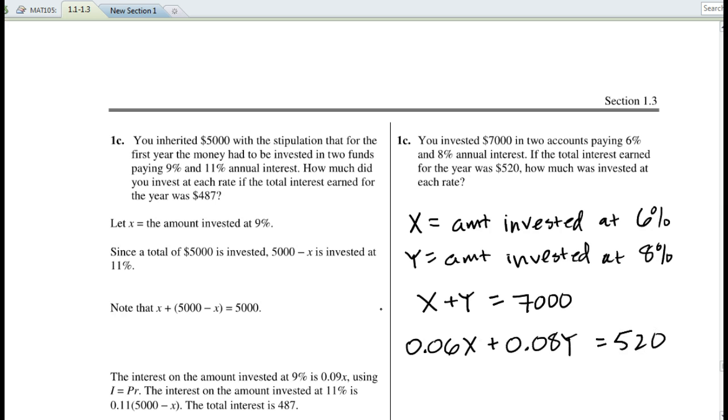So we just want to substitute something from the first equation into the second equation. So we can replace x with 7,000 minus y if we move the y to the other side. So I'm basically going to take this and stick it in here. So I've got 0.06 times 7,000 minus y plus 0.08y, and that equals 520.